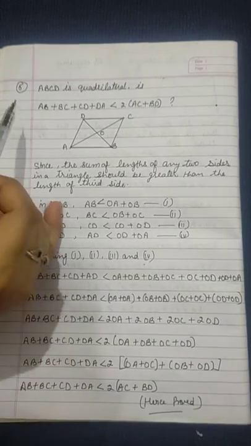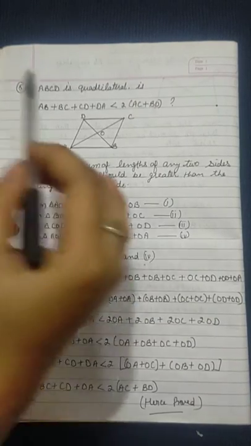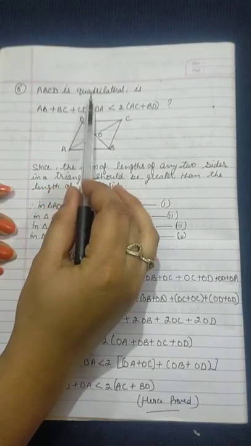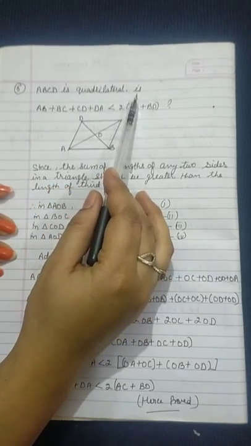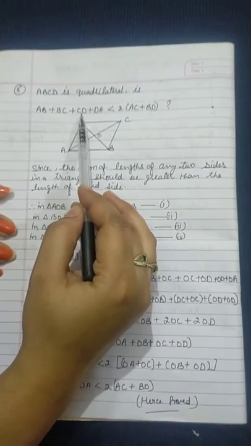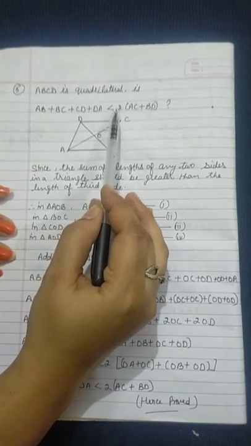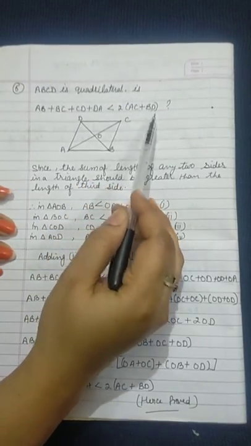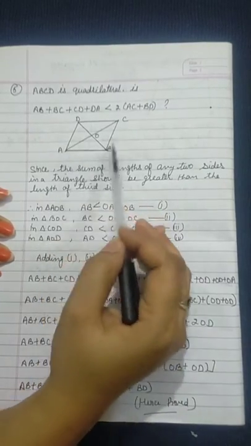Now let's move to the next sum. Question number 5. What is it asking here? ABCD is a quadrilateral, then AB plus BC plus CD plus DA is less than 2 times AC plus BD. It means this is a quadrilateral, it is given.